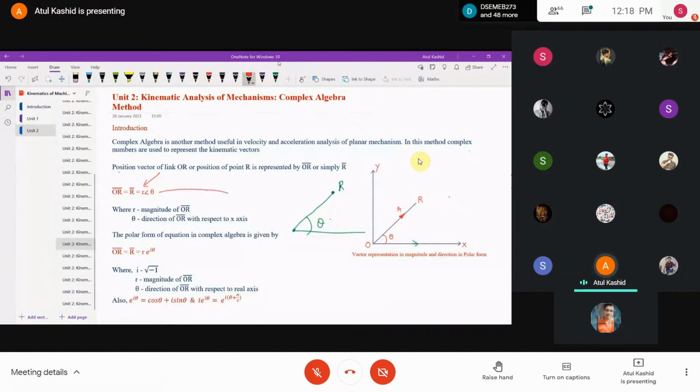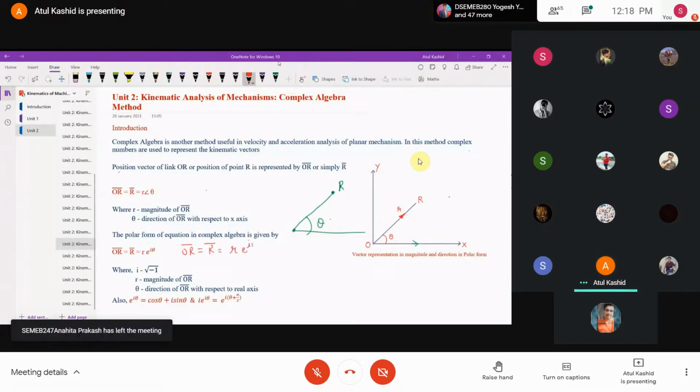Now the polar form of this equation in complex algebra is given by this, right? So we can also write OR bar, or R bar, as equal to R e raised to I theta, right? Again, here I is the imaginary term, which is given by the square root of -1, right? Then R is the magnitude of the OR bar, and theta is the direction of the OR bar with respect to the real axis, right?